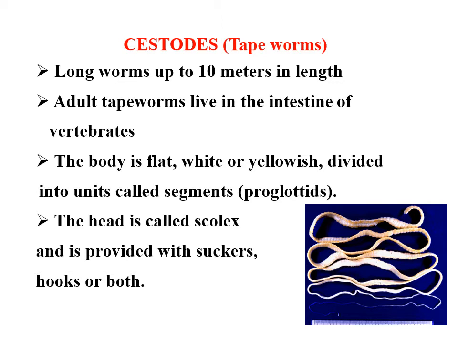In the Pseudophyllidea, we have one important fish parasite, and instead of having suckers, it has just undulations or grooves, two grooves, one on the ventral side and the other on the dorsal side. And the function of the suckers, hooks or grooves is for attachment to the intestinal surface.